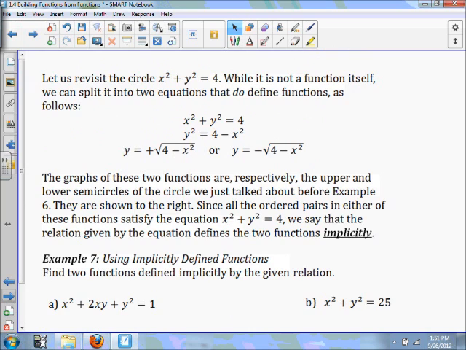Now let's revisit the circle that we had before. x squared plus y squared equals 4. While it is not a function itself, we can split it into two equations that do define functions. So what we can do, we can subtract x squared from both sides. Then take the square root. Remember, when you take the square root, we're going to have the positive and negative part of the square root. Now, the graphs of these two functions are respectively the upper and lower semicircles of the circle we just talked about. Since all the ordered pairs in either of these functions satisfy the equation x squared plus y squared equals 4, we say that the relation given by the equation defines the two functions implicitly.